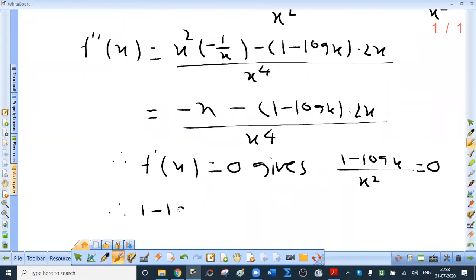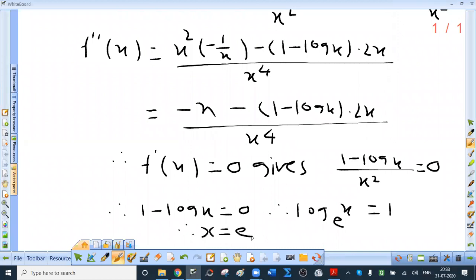So solve this equation: 1 minus log x equal to 0. Therefore, log x, what is the base of the logarithm? e. Log x to the base e equal to 1, and therefore x equal to e.